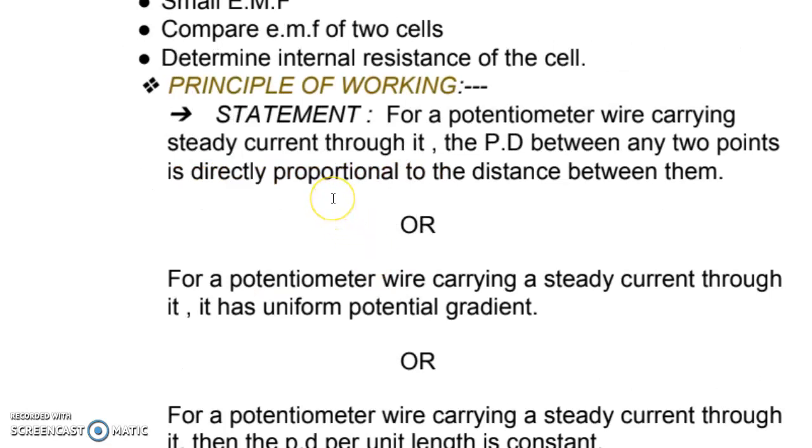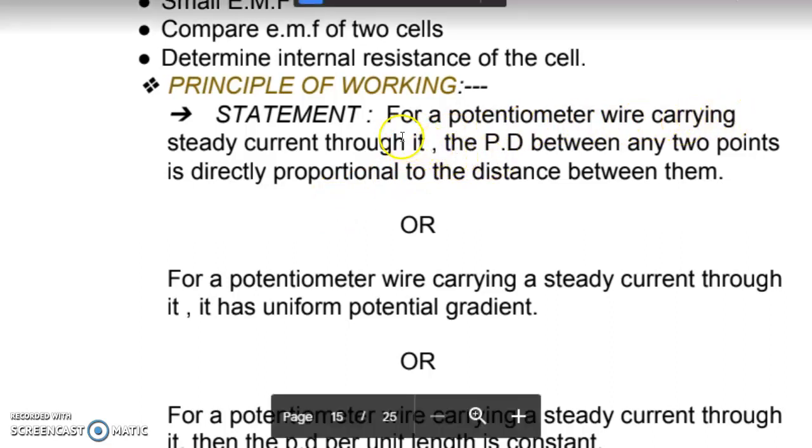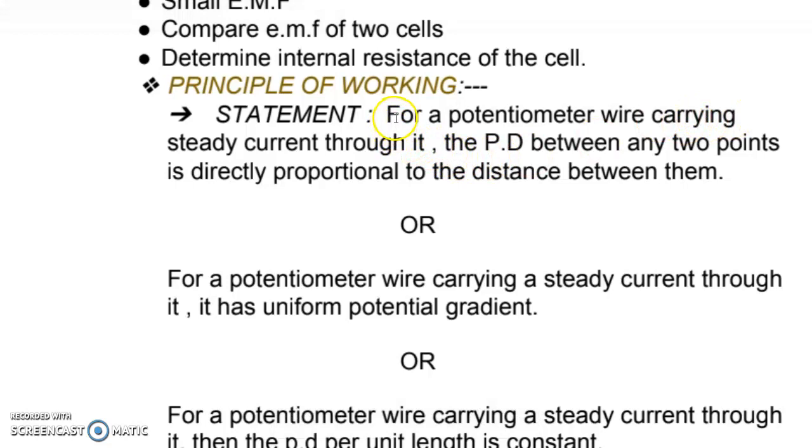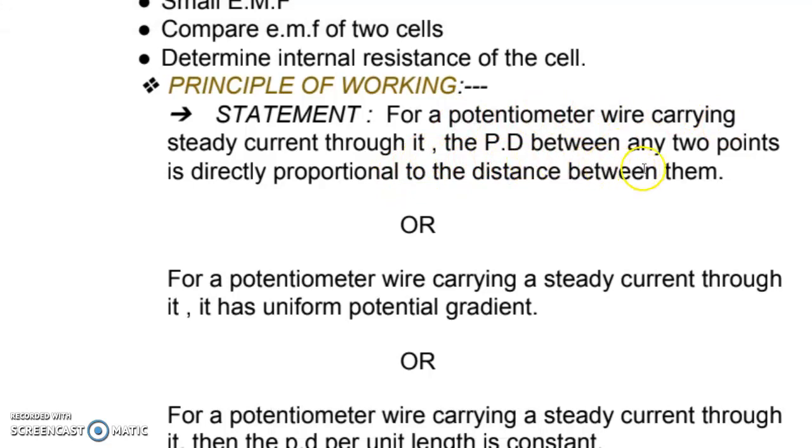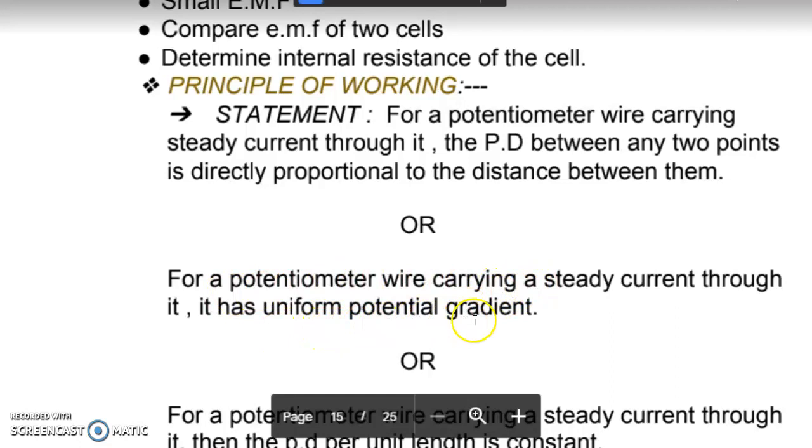Potentiometer principle of working states that for a potentiometer wire carrying steady current through it, that is a very important part of it, every time a potentiometer wire carries a steady current through it, the potential difference between any 2 points on the wire is directly proportional to the distance between them, or the other way of stating it is that whenever potentiometer wire carries steady current through it, it has got a uniform potential gradient.